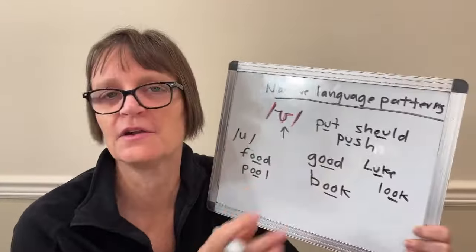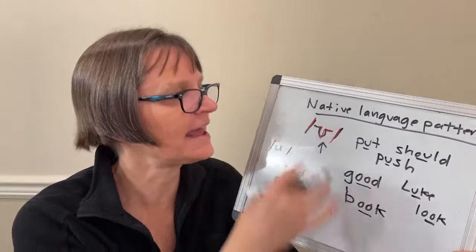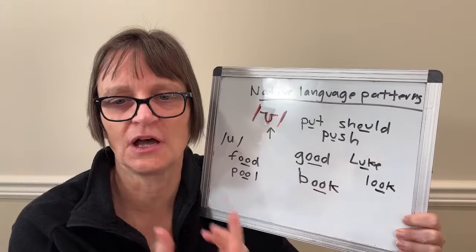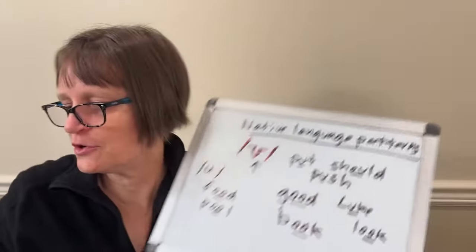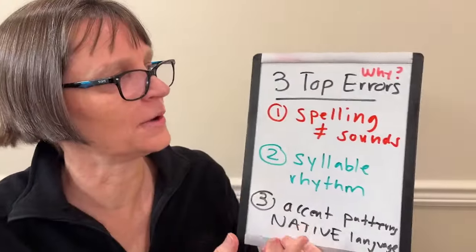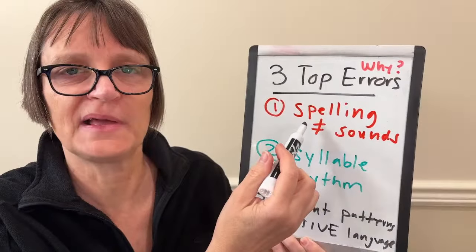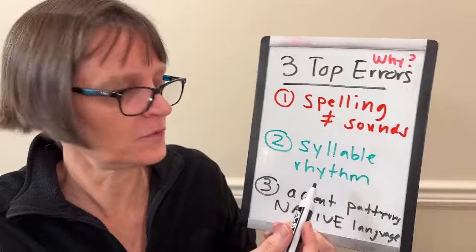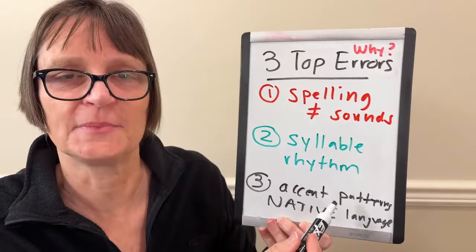So native language patterns have a huge effect, of course, on our pronunciation of English, and they can have an interplay with spelling and sounds, as well as with the rhythm and syllables of words. So to sum it up, the top 3 errors that affect your speech are how a word is spelled and if it doesn't match the sounds, what the rhythm and syllables of the word are, and then what your native language is and what accent error patterns you might have on it.